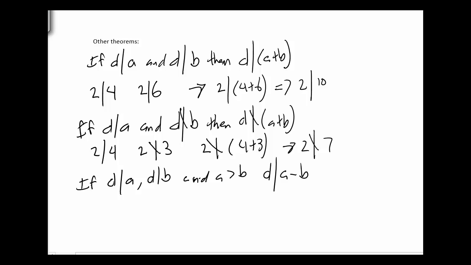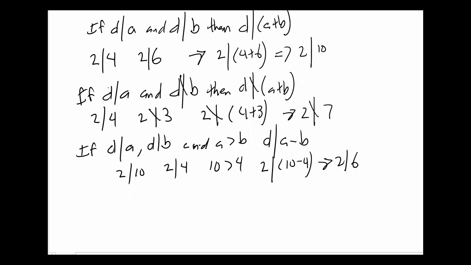Alright, so let's first come up with some numbers that fit this scenario so we can see this. So we'll say 2 divides into 10, and 2 divides into 4. And I know that 10 is clearly bigger than 4. Okay, so what this property says is that 2 then would divide into the difference between those numbers. So 10 minus 4, which is 6. And that is true. That is a correct statement.